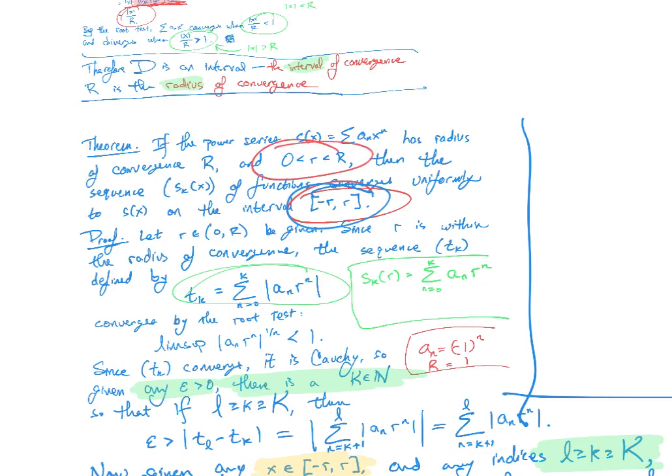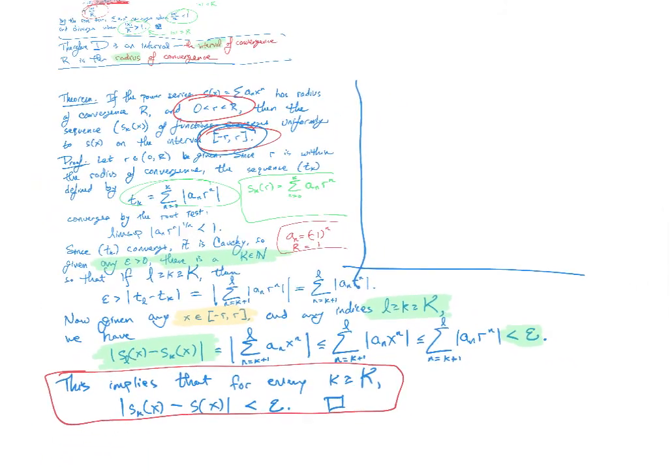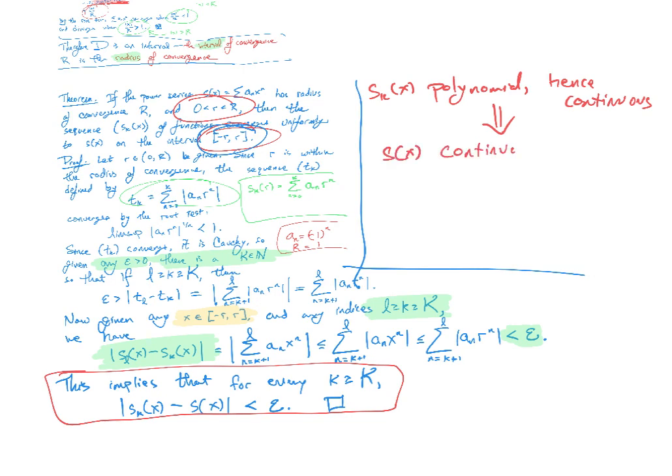Okay? So now, all of our partial sums is a polynomial, hence continuous. This implies that our power series is continuous inside the interval of convergence. Okay, so we need that R thing.